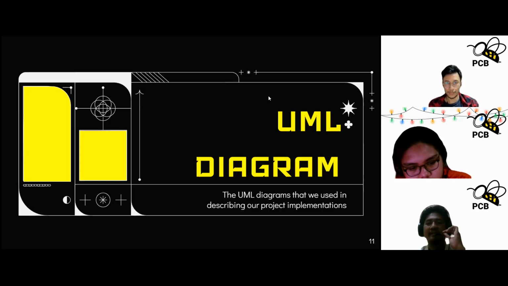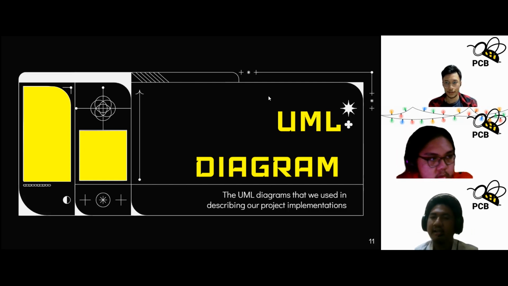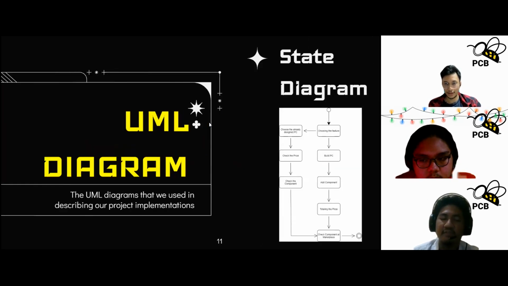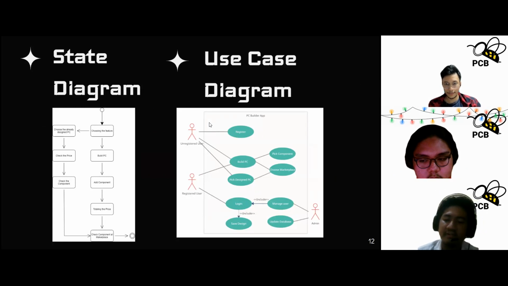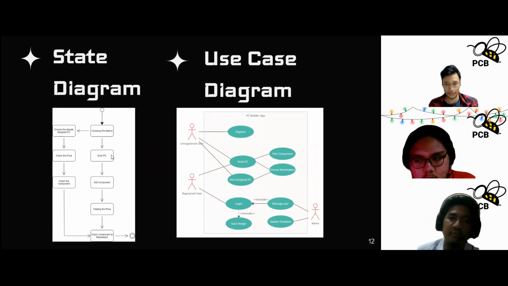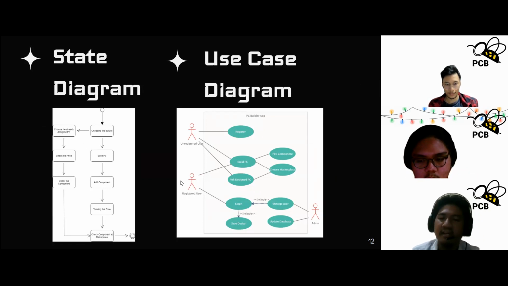Okay, thank you, friend. Then I will continue our presentation. I will explain about our project's UML diagram. The first is the diagram showing the flow that the user will go through when using our app. First, the user will choose the feature that our app has, that is build a PC, and also choose the already designed PC.